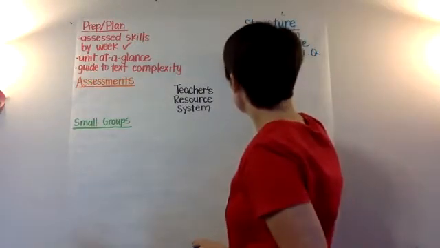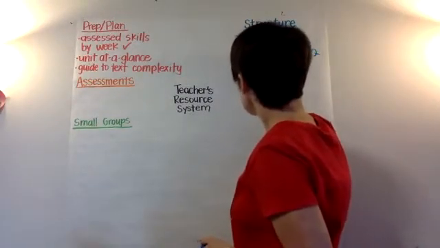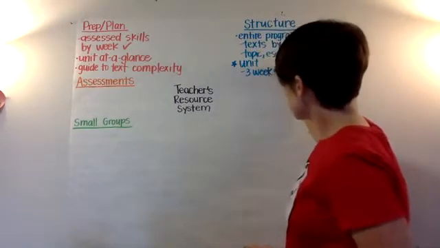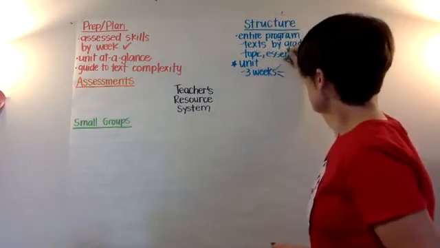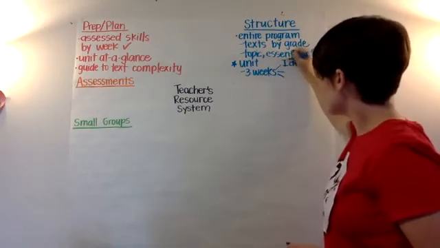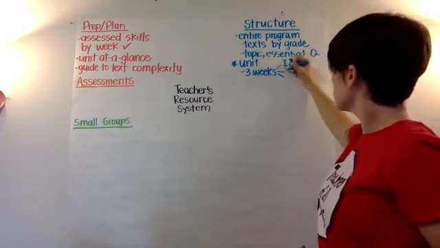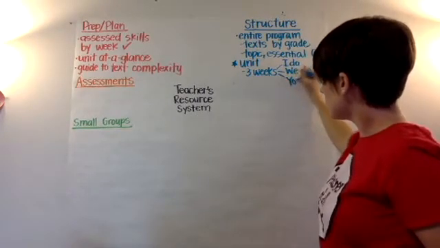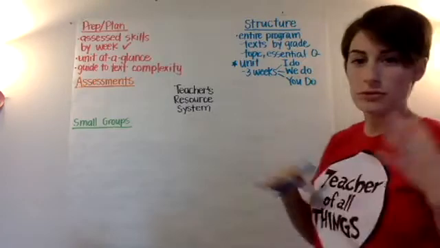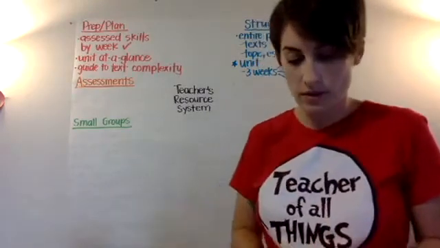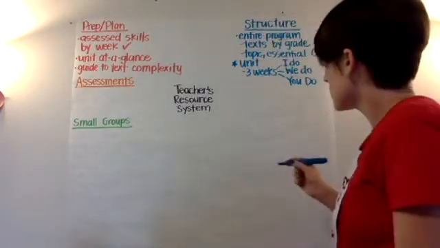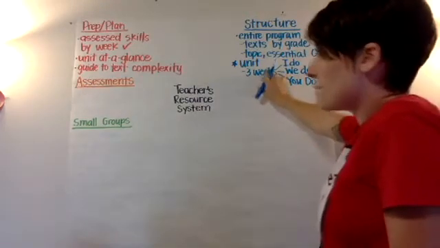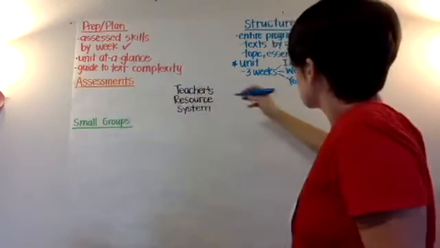Next, the unit structure. The units are broken down into 3 weeks. The first week is a lot of teacher modeling. I do. The second week, we do. And the third week, ideally, is you do. So it's that gradual release model between the weeks. And I'll show you something that goes with that in a moment when we talk about assessments.